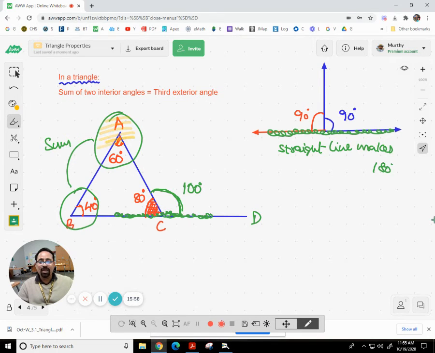Let me take this part once again. What is the sum of angle A and angle B? That gives you 100 degrees, which equals the third angle's exterior, 100 degrees, right? So the condition is, in a triangle, the sum of two interior angles equals the third angle's exterior. Let me take some more examples.